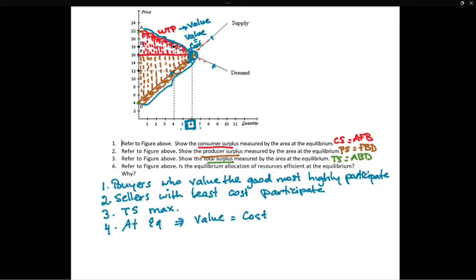Always remember these 4 market efficiency rules. If we violate one of them, we violate market efficiency. We cannot say the market is efficient. So we need to satisfy all these 4 market efficiency rules.